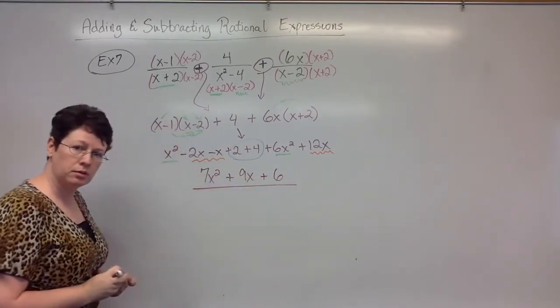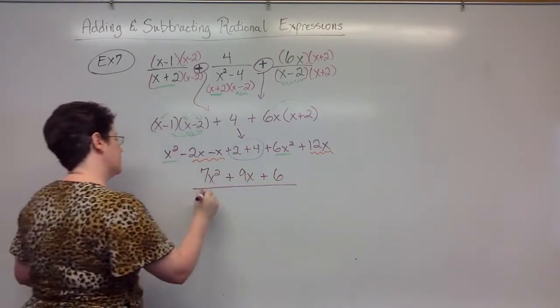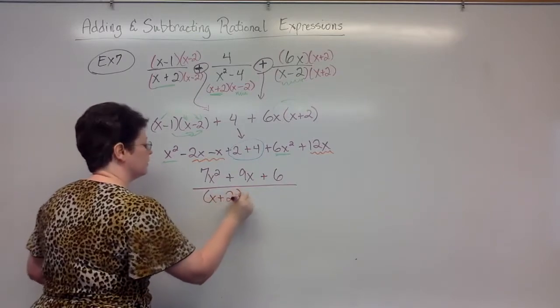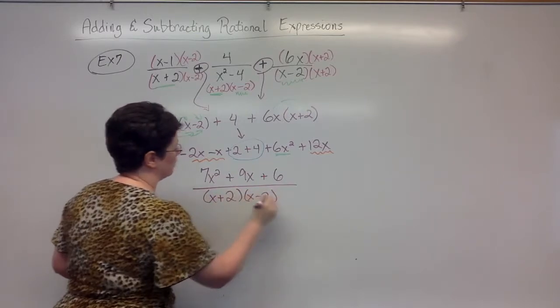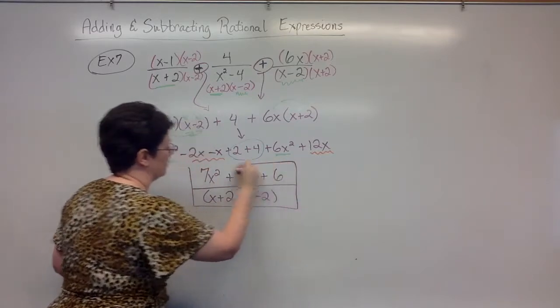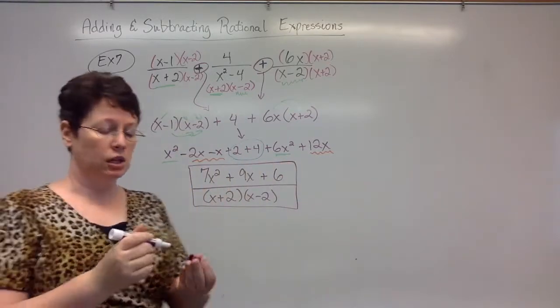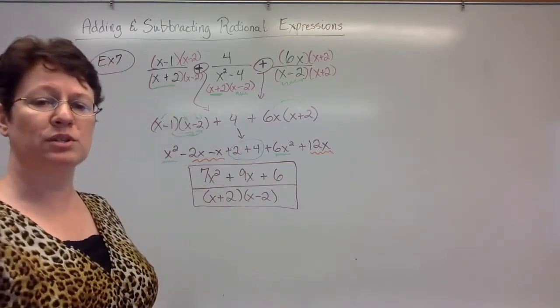Now what do we put on the bottom? X plus 2, x minus 2. Gotta have both of them. There we go. This concludes the adding and subtracting rational expressions.